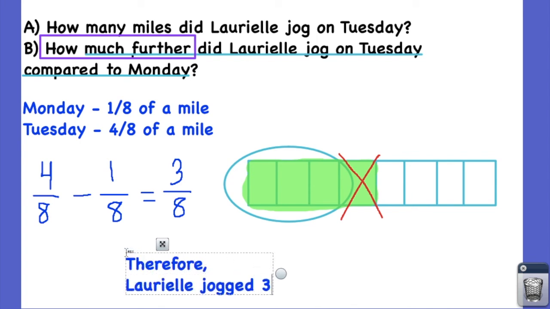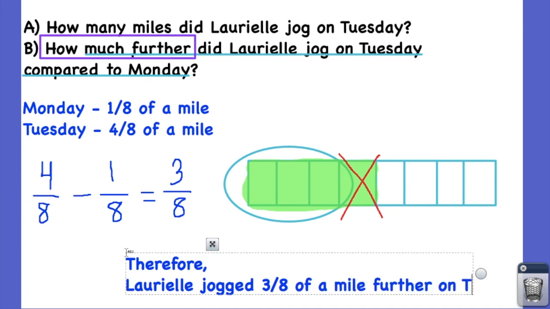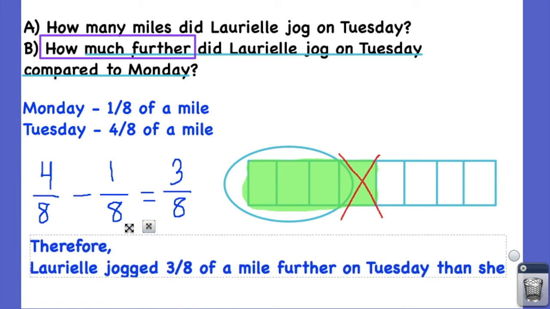Therefore, L'Oreal jogged 3/8 of a mile further on Tuesday than she did on Monday.